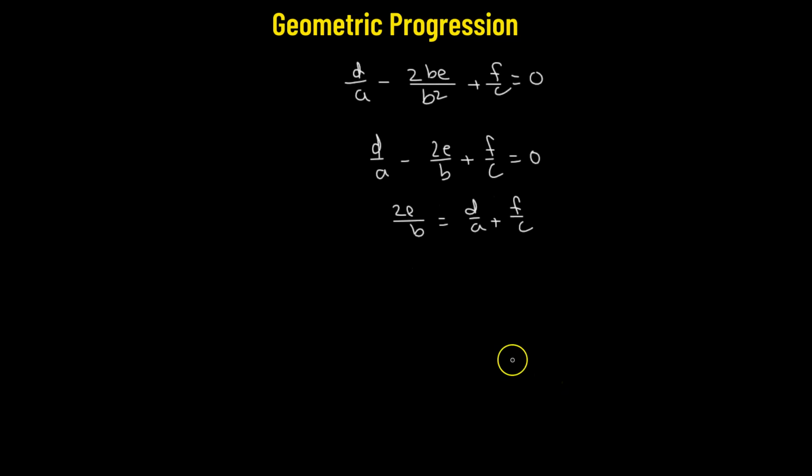This tells us that d over a, followed by e over b, and then finally f over c, these three numbers are in arithmetic progression, and this is what we needed to show. Hence proved.